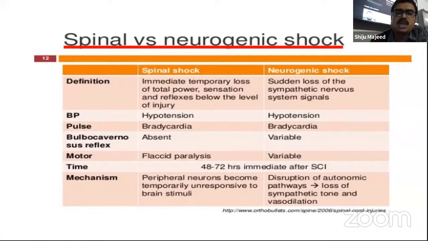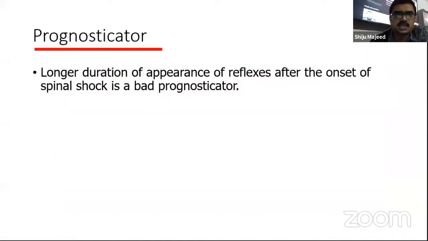Spinal shock is due to the temporary loss, because the peripheral neurons have become unresponsive to the brain stimulus, while neurogenic shock is due to the loss of the sympathetic system, the autonomic pathway. So that is the difference that you should know.